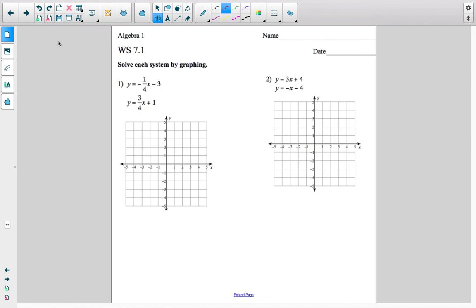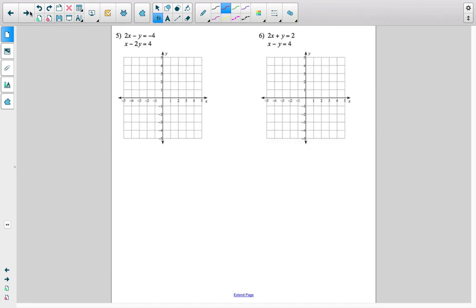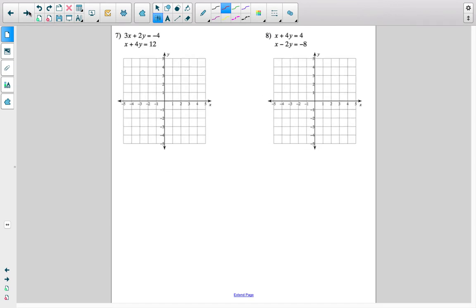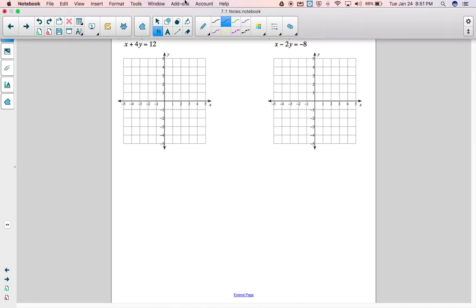So on your practice here, you'll be graphing these lines and finding the intersections, and that is your solution to the equation, or to the system of equations.